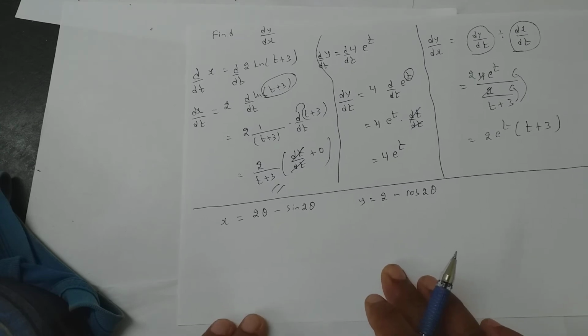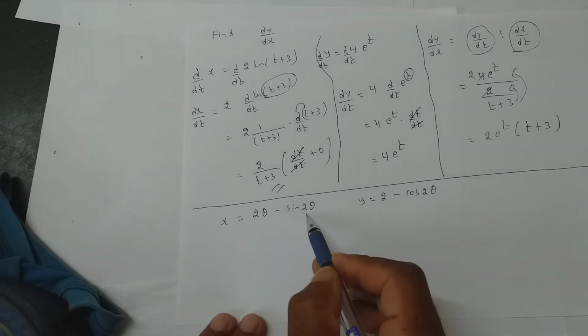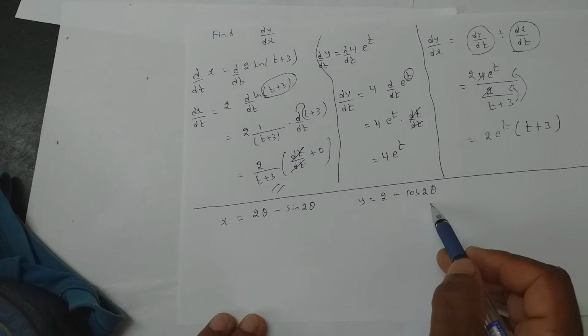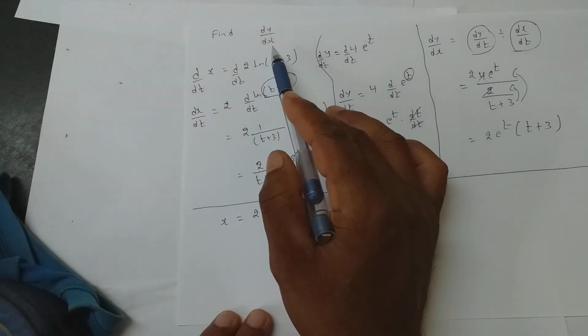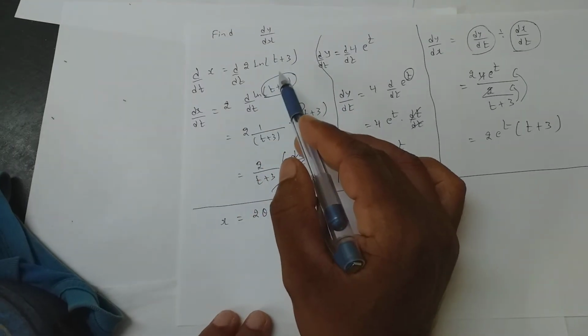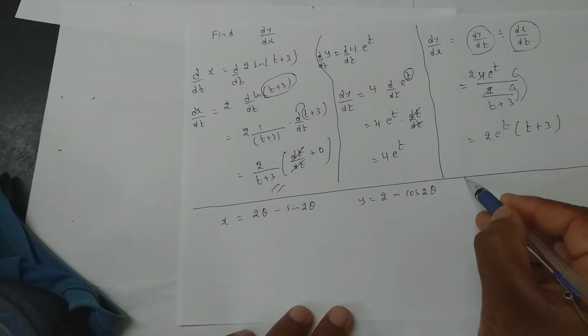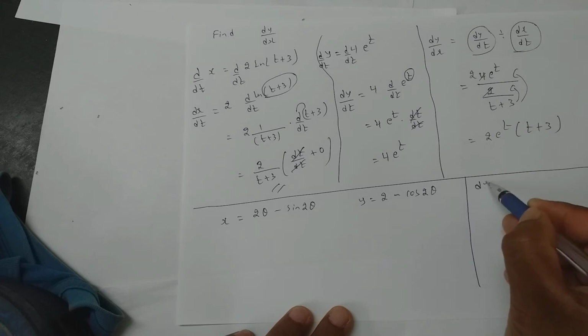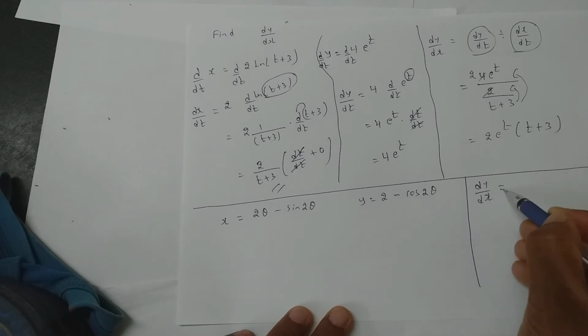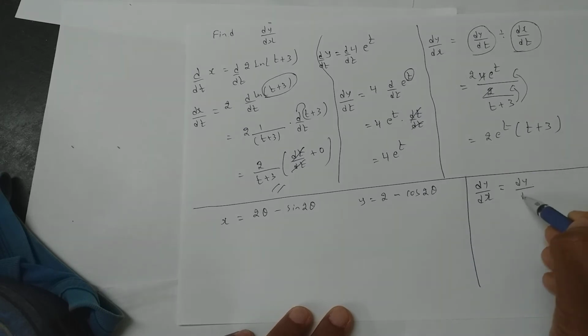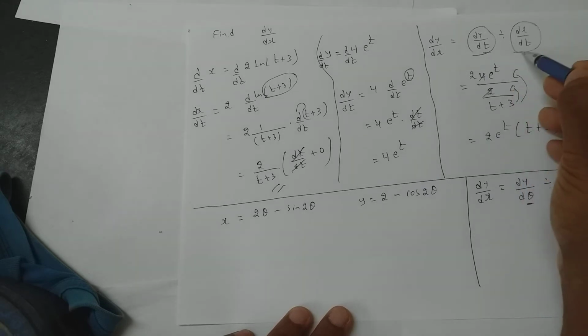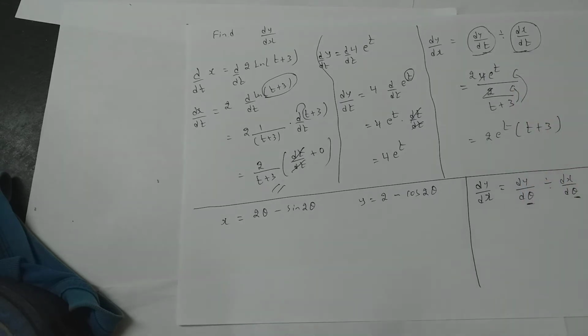Now let us see this sum. X equal to 2 theta minus sine 2 theta, y equal to 2 minus cos 2 theta. You need to find dy by dx. If it is in terms of letter t, then this formula. If it is in terms of theta, then dy by dx equal to dy by d theta divided by dx by d theta. Whatever letter is there, that comes here. If it is t, it is t. If it is theta, this is theta.